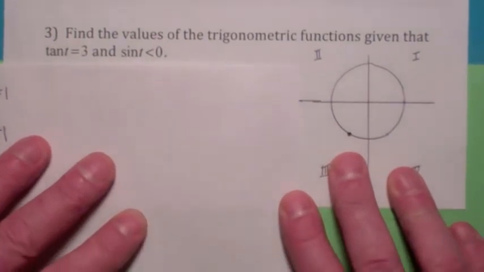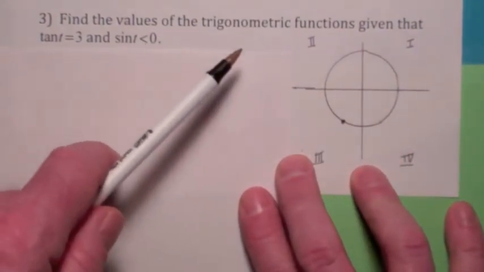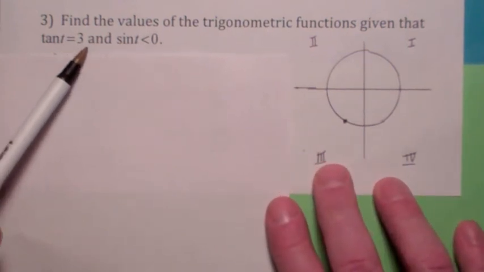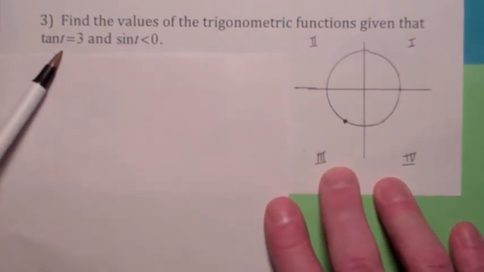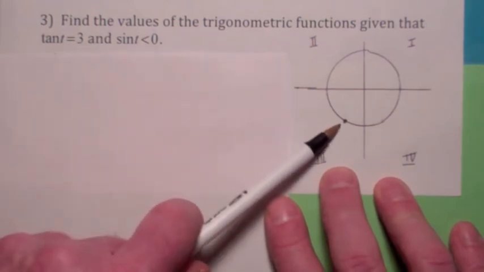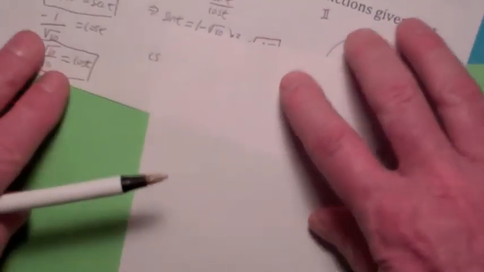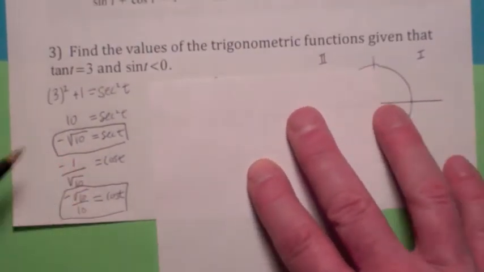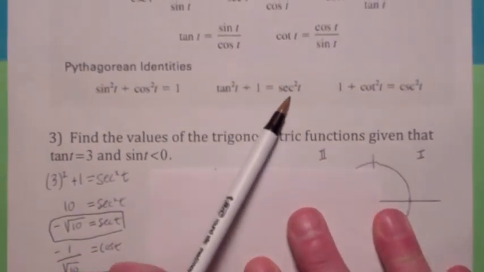Okay, one last thing. Let's look at this problem here. Find the values of the trigonometric functions given that the tangent of t is 3 and the sine is negative. Okay, well, what quadrant are you in? Tangent's positive, sine is negative. Don't you have to be in quadrant 3? Okay. Secondly, if you were to use this trig identity here, you know the tangent, you could find the secant, right?